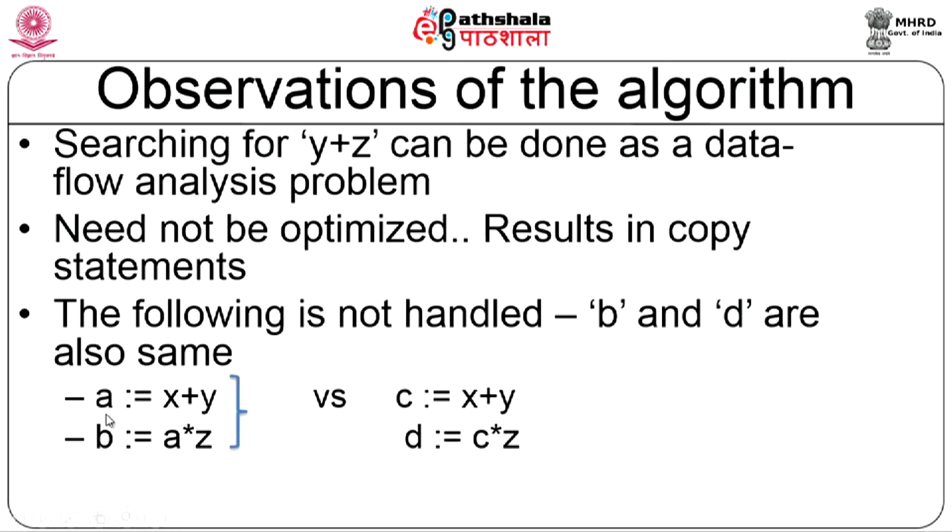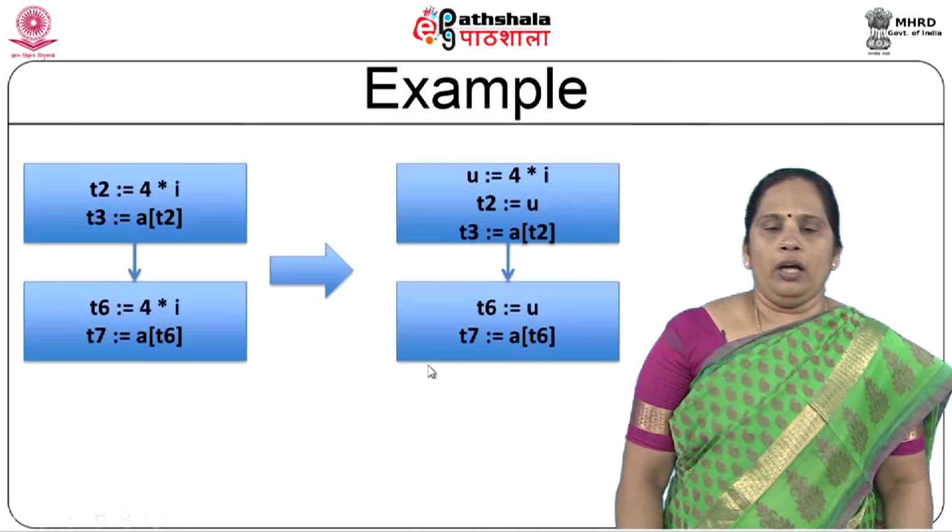Ultimately speaking, since a also computes x plus y and c also computes x plus y, the result of a into z and the result of c into z are also going to be the same, provided that between statements a and c, and similarly between statements c and d, the value of z has not changed. So, this kind of induction based, rather indirect, common sub-expression is not handled by the algorithm we have just stated. So, how do we do this?